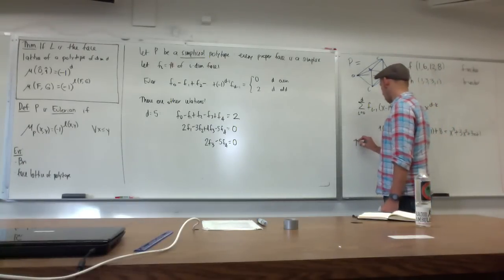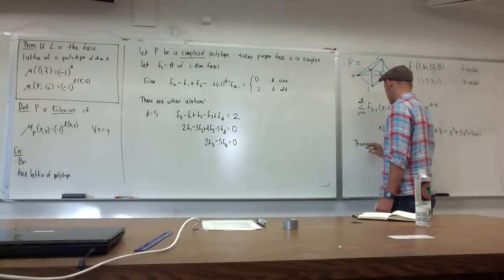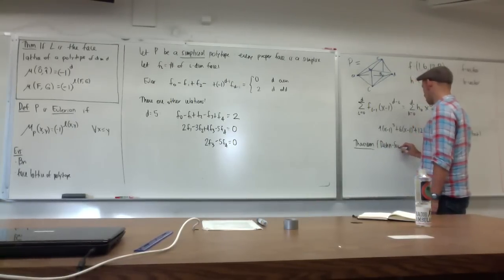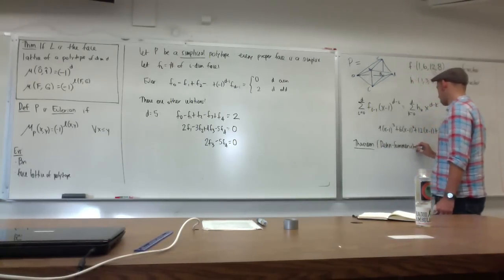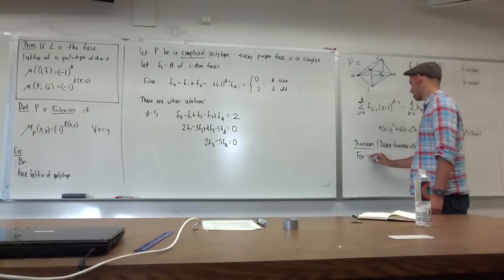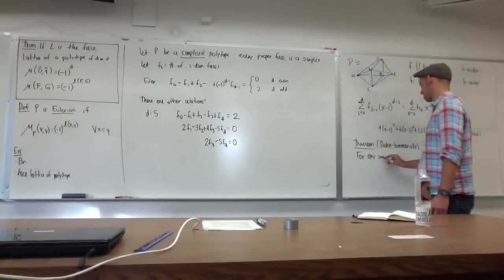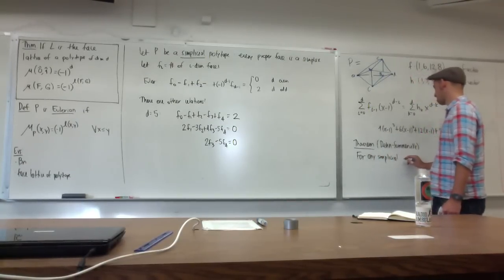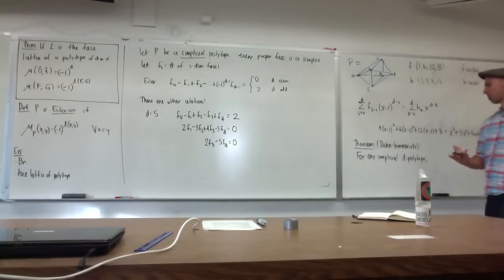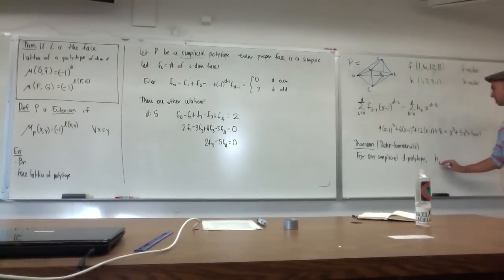And so here's a theorem due to Dehn-Sommerville. For any simplicial polytope, we have that h_i is equal to h_{d-i}. So this thing is always symmetric. It wasn't a coincidence. It's always symmetric.